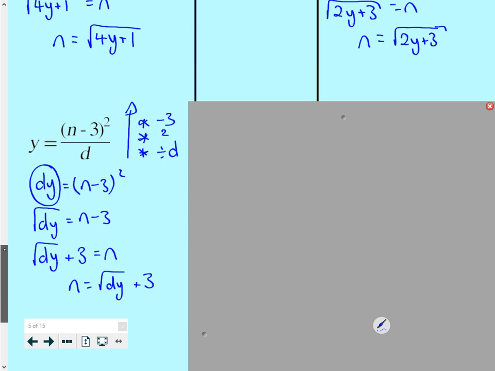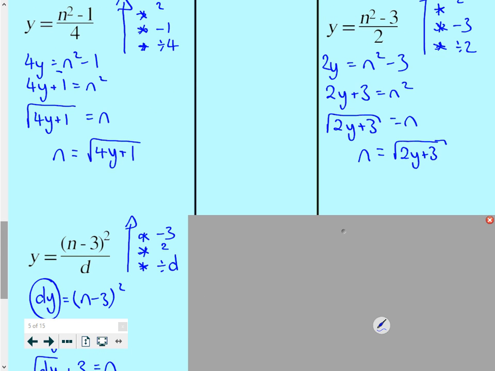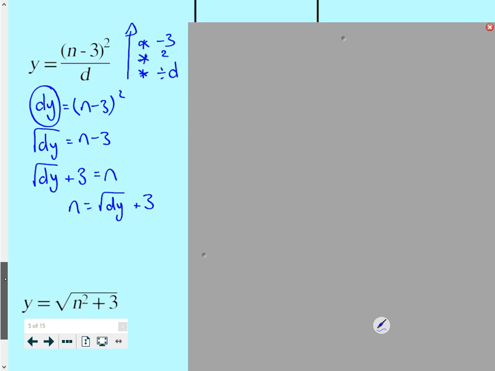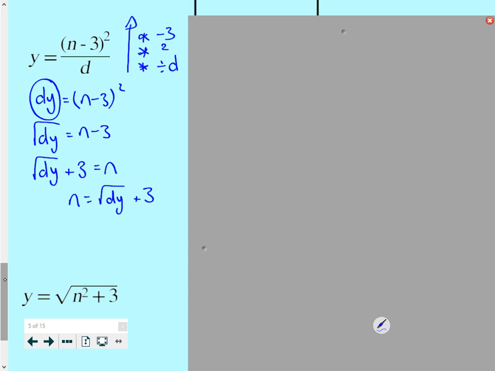Okay, it's different to the ones we were doing before. When I square rooted there, it was 4y plus 1, so all of that had to go underneath the square root. In this case, it was only the dy. So be very, very careful with that.